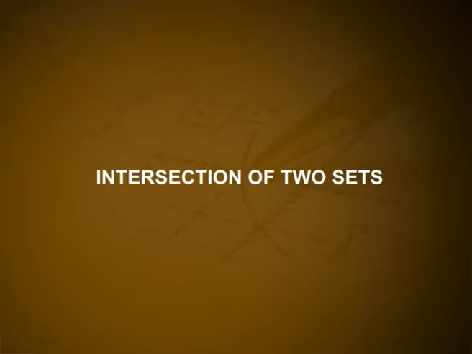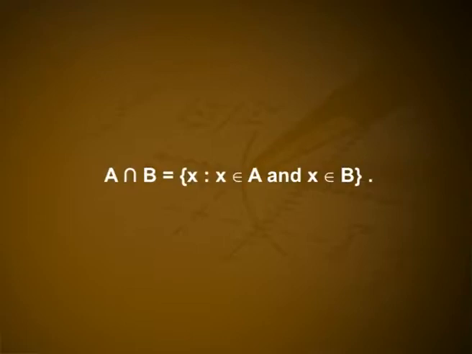Next is intersection of two sets. For the sets A and B, the intersection A ∩ B is the set of all elements belonging to both A and B. That is, A ∩ B = {x : x belongs to A and x belongs to B}. The shaded portion represents the intersection of the sets A and B.